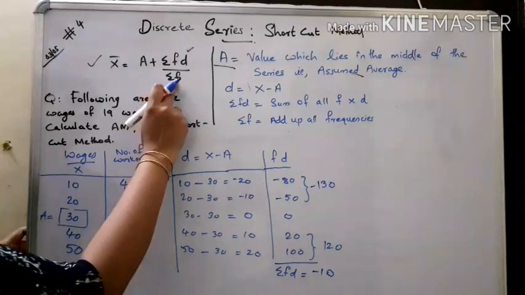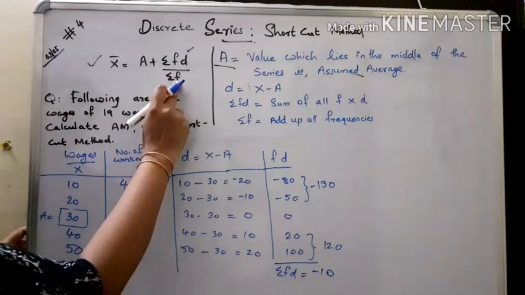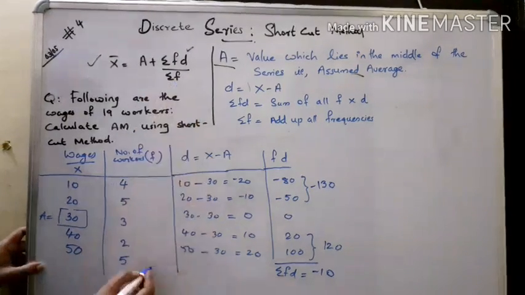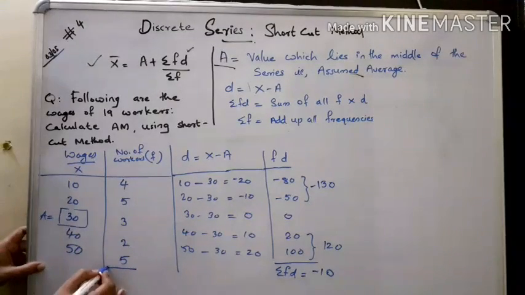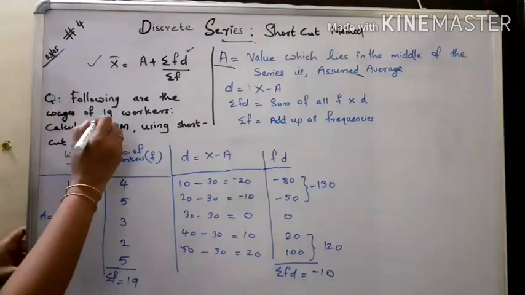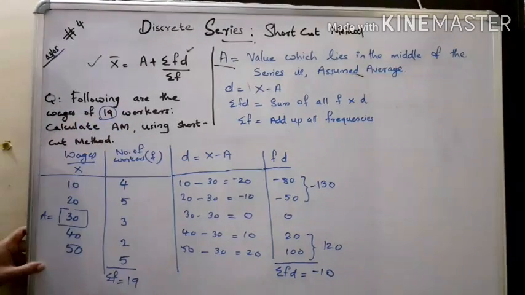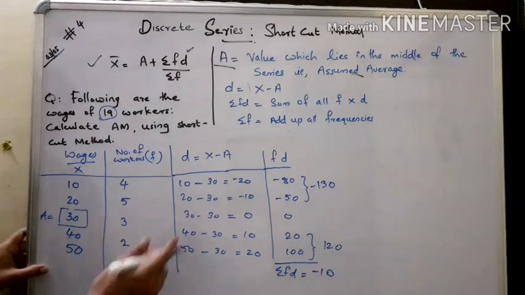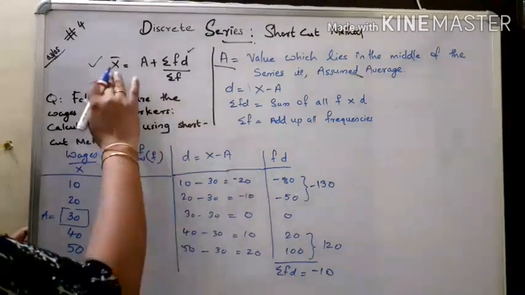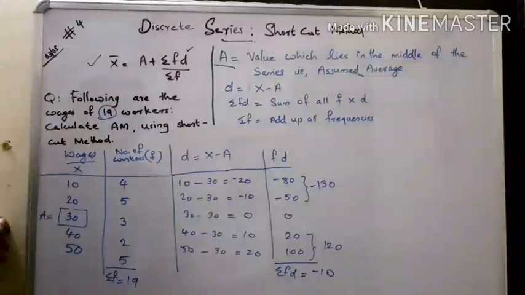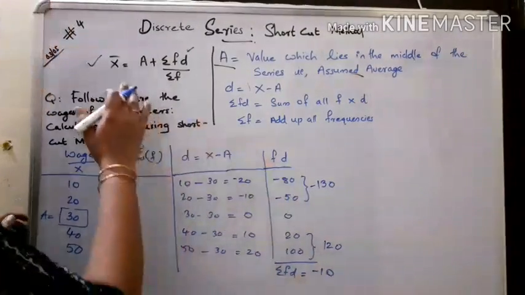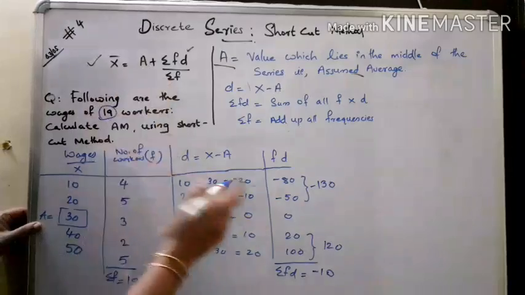Next value, sigma f, the sum of frequencies, or add up all frequencies. This is the frequency. Then sigma f is equal to 19, because the wages of 19 workers are given in the question. So sigma f is equal to 19. So apply these values into this equation.